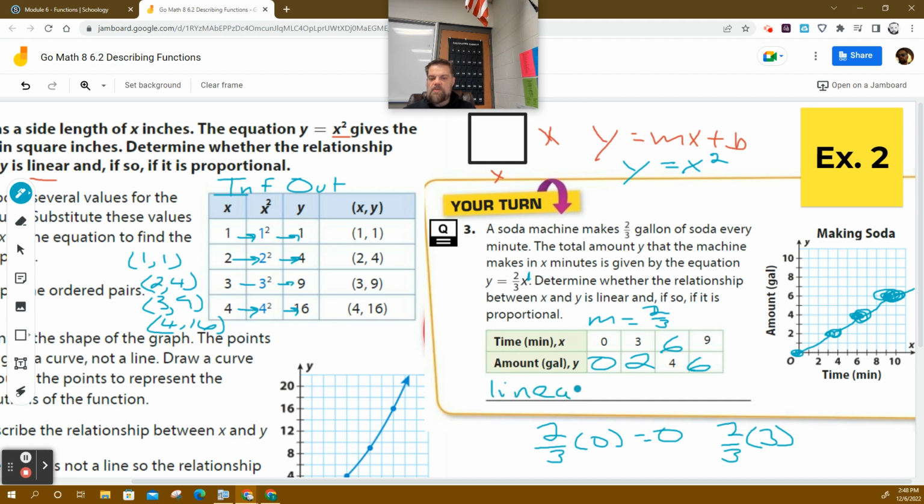And does it go through the origin? Yep. So is it proportional or non-proportional? Proportional. And that is it.